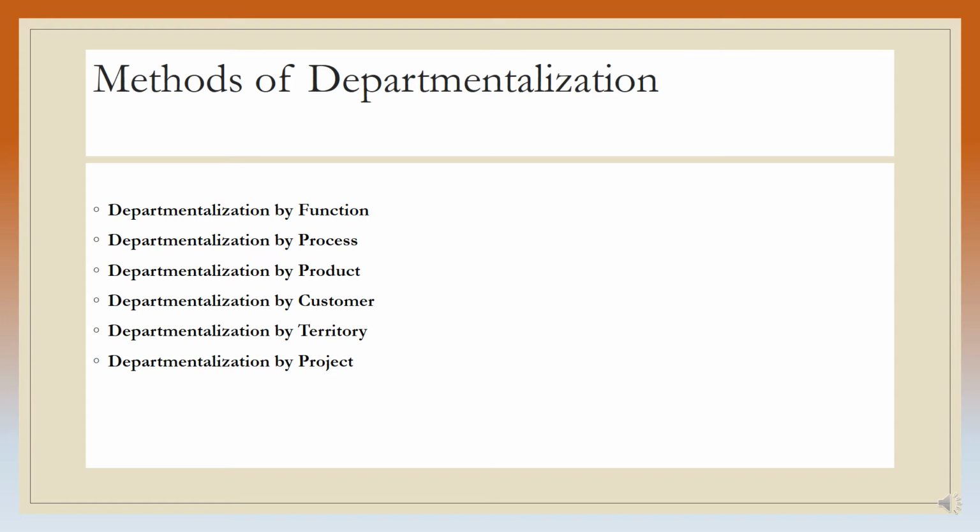Methods of departmentalization. These are the various methods in which departmentalization happens. The first is departmentalization by function, then by process, then by product, then by customer, then by territory, and then by project. Let's see one by one what they are.